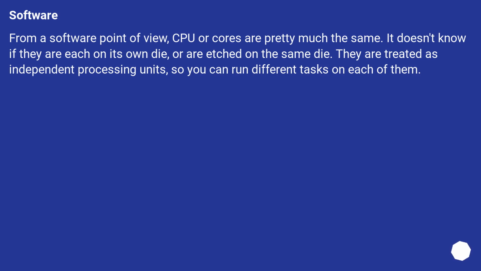Software. From a software point of view, CPU or cores are pretty much the same. It doesn't know if they are each on its own die, or are etched on the same die. They are treated as independent processing units, so you can run different tasks on each of them.